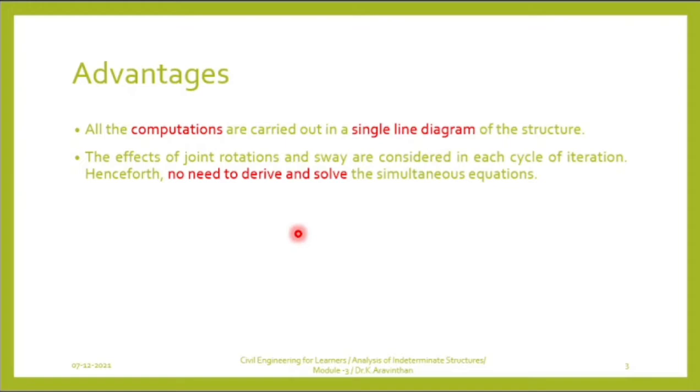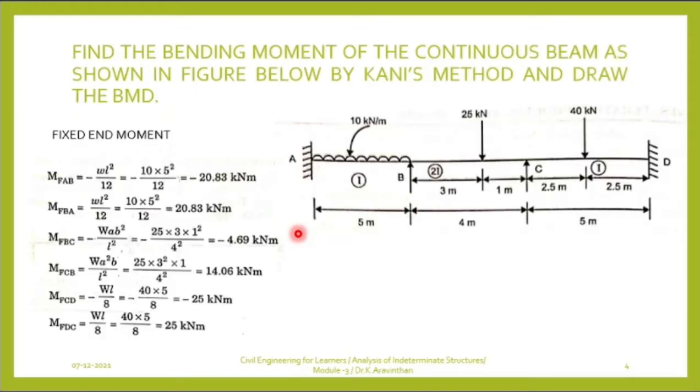Let us understand by using this problem. So take down this problem. Find the bending moment of the continuous beam as shown in the figure below by Kani's method and draw the bending moment diagram. Here you have a continuous beam. You will be solving this by using Kani's method.